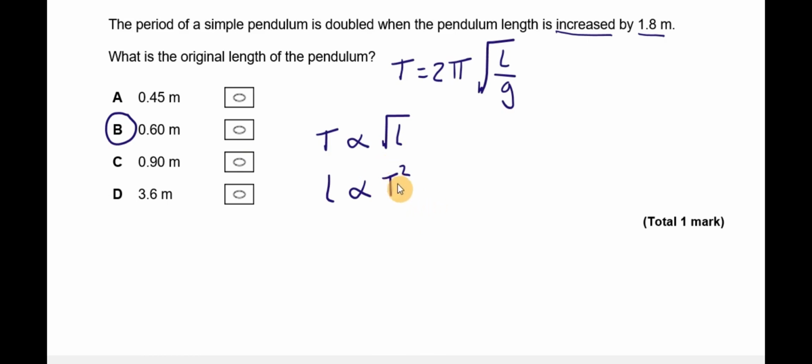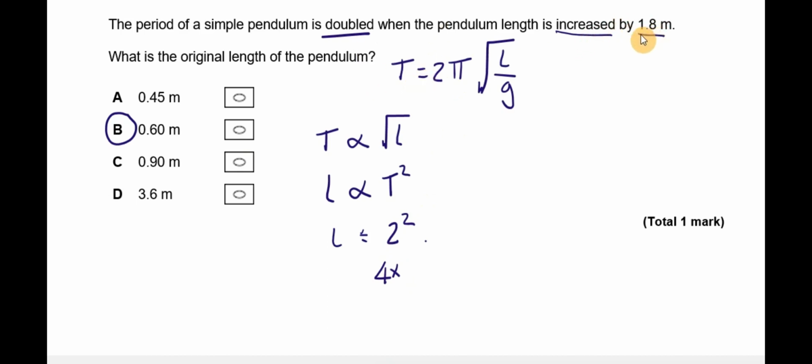So that means if I'm going to double the time period, then I need to increase the length of the pendulum. If I double the time period, I need to increase the length of the pendulum by 4 times. So the original length of the pendulum must be a quarter of the length it is now.